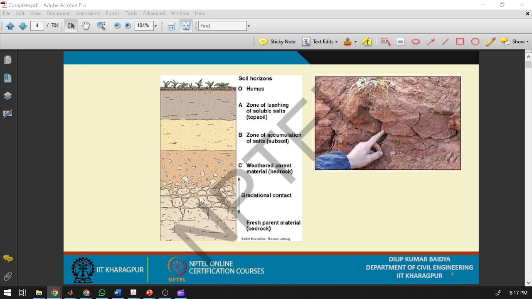So the bedrock is a gradational transition zone. Here we can have a weathered parent material bedrock. This is still not soil. This material is still not your typical soil.